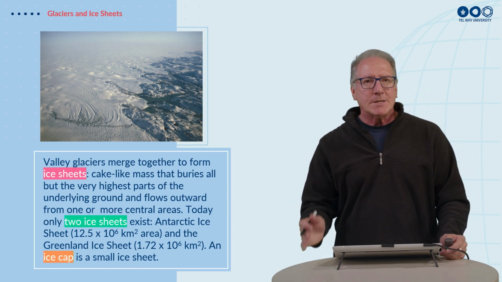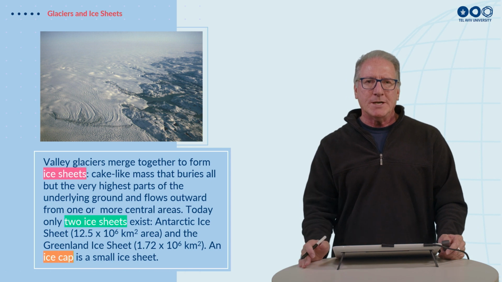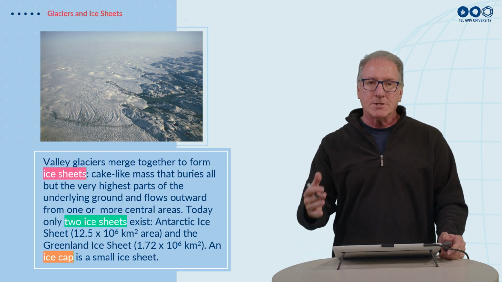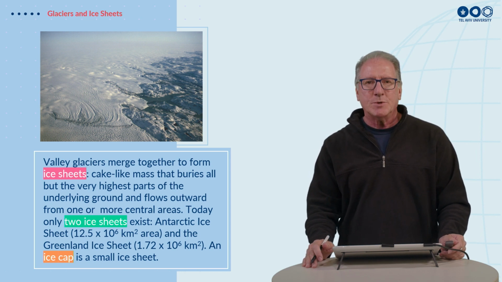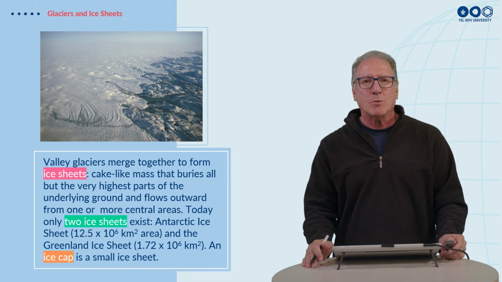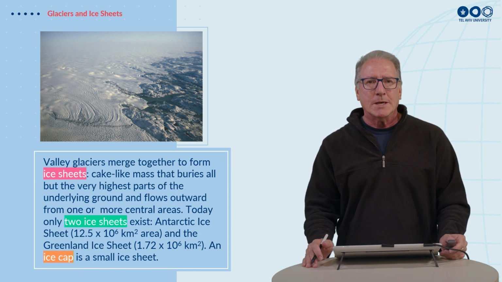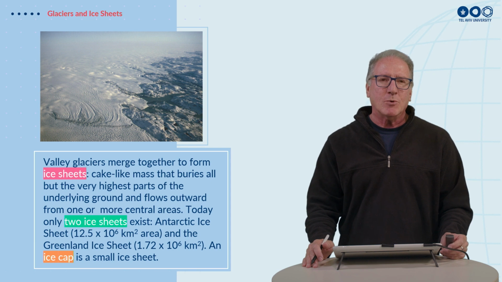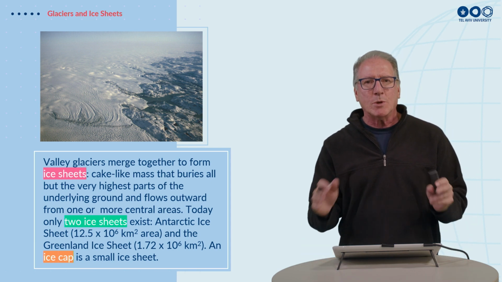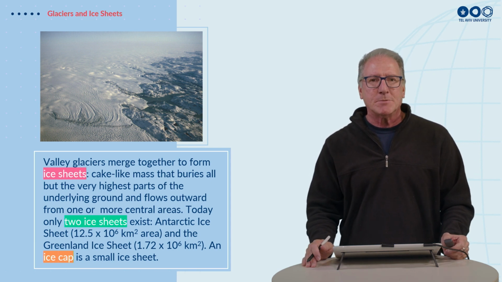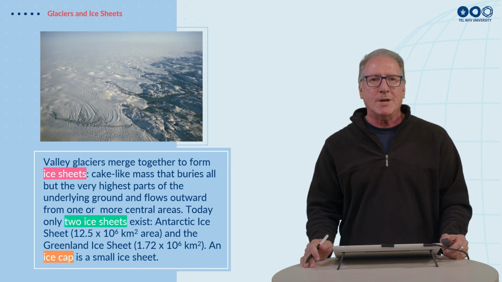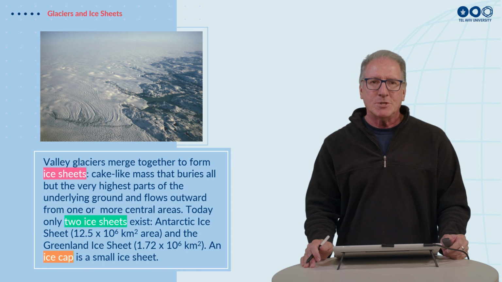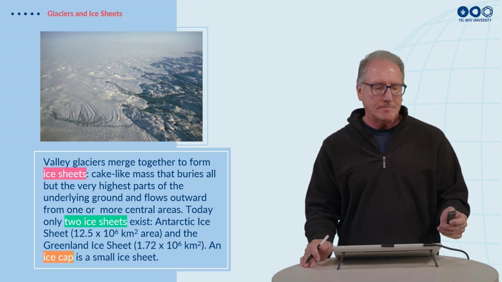Today, as I mentioned before, we only have two large ice sheets on Earth. One is the Antarctic ice sheet, which covers about 12.5 million square kilometers, and the Greenland ice sheet, which is about 10 times smaller, about 1.7 million square kilometers. We also have what we call ice caps, which are kind of small ice sheets. They're disappearing fairly quickly. We used to have an ice cap on top of Mount Kilimanjaro, even in Africa. But with climate change, these are disappearing very quickly.